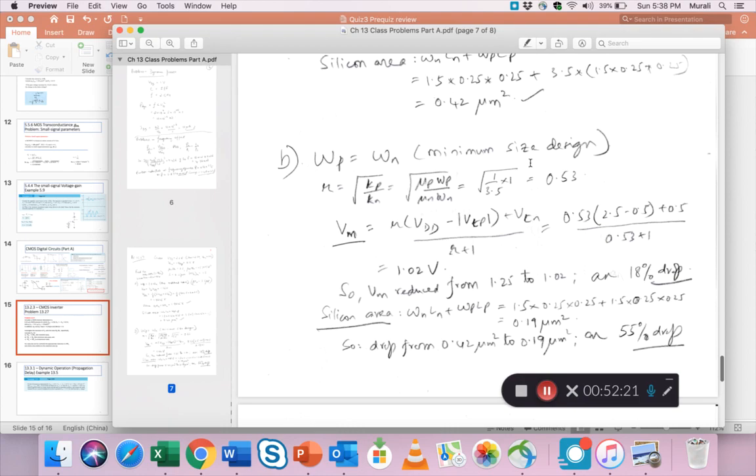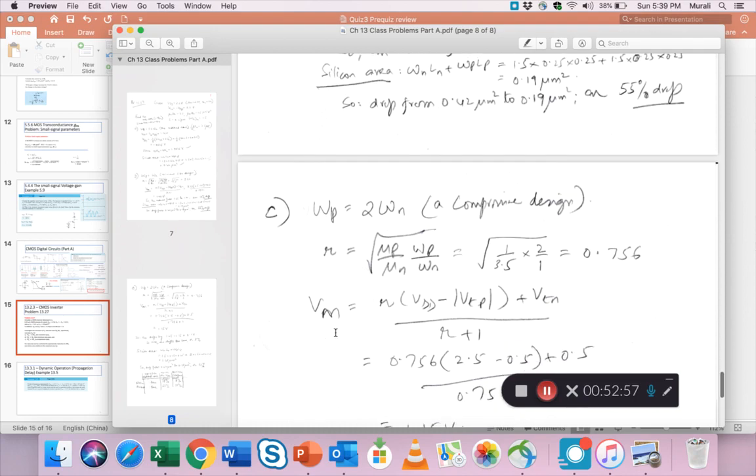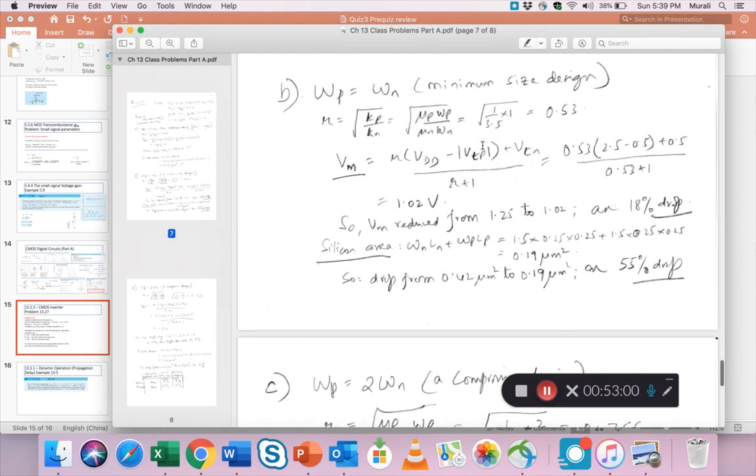Now to look at the minimum size design, where you set the two to be equal, then you come up with this value for R as 0.53 like this, and then the Vm is not VDD by 2 anymore, but using this formula, it becomes 1.02. So Vm is reduced from 1.25 to 1.02, which is an 18% drop. Silicon area becomes 0.19, so you are obviously reducing the silicon area, so you get a savings in cost there. You get a 55% drop in area, but the problem is your noise margins have become worse.